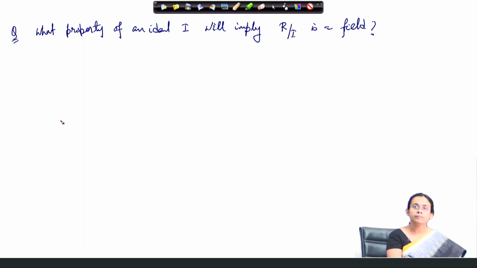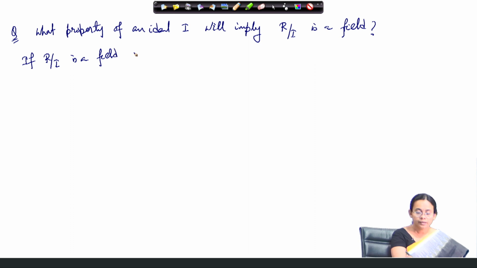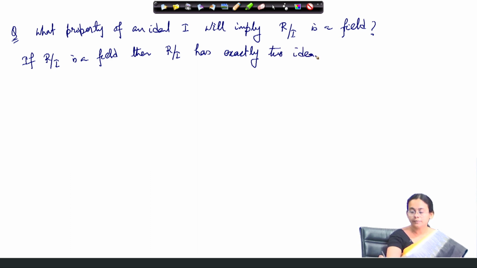What does it mean to say that R quotient I is a field? If R quotient I is a field, then I know that a field has exactly two ideals, the 0 ideal and the unit ideal. So, from there we will try to understand what kind of property this ideal I should have. R quotient I has exactly two ideals. What are the ideals? The ideals are nothing but the 0 ideal and the unit ideal.